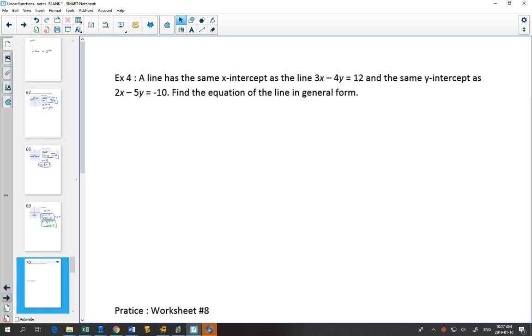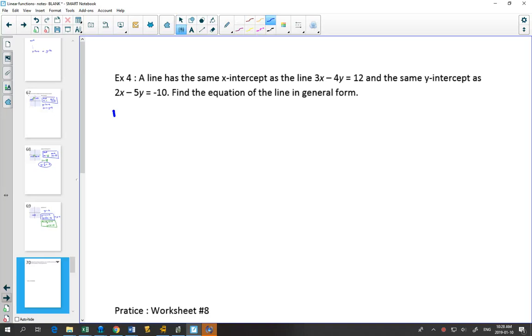A line segment has the same x-intercept as the line 3x minus 4y equals 12, and the same y-intercept as 2x minus 5y equals negative 10. Find the equation of the line in general form. See, I said I wasn't going to stay nice for long.